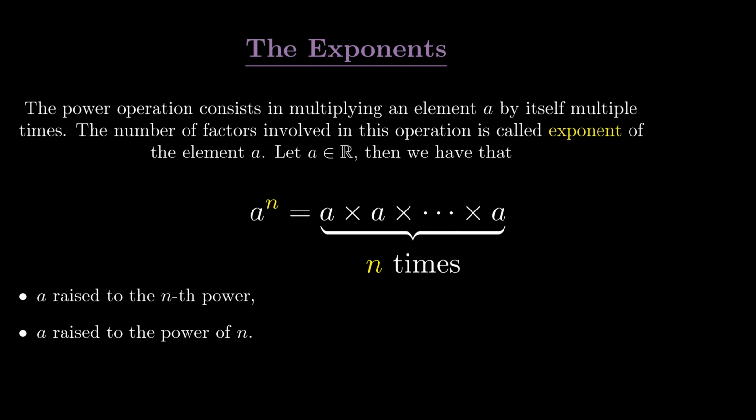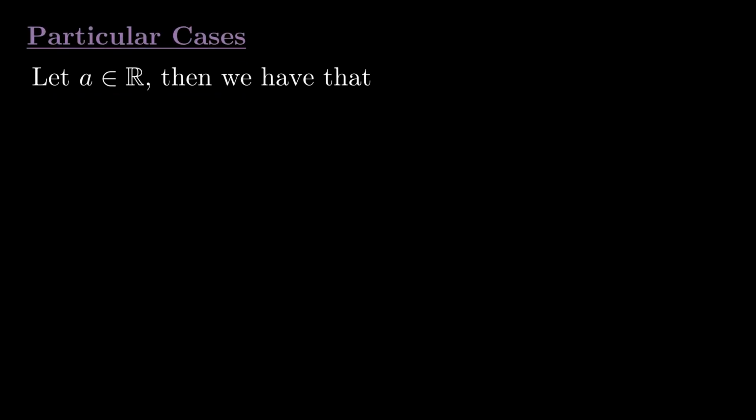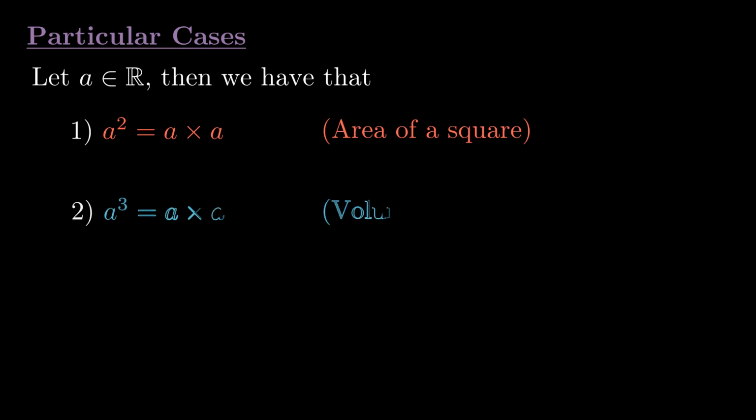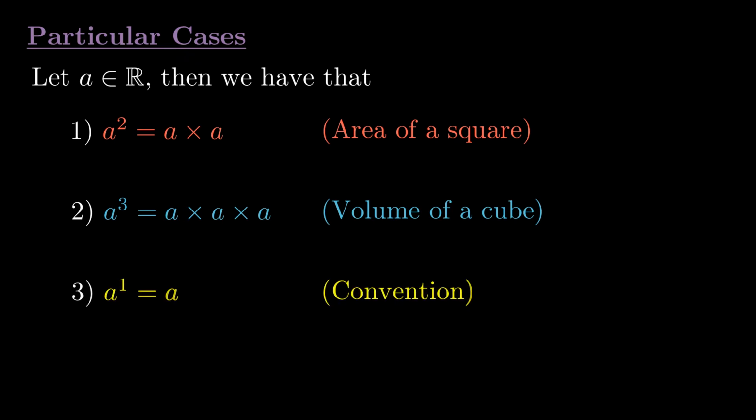So there are a few ways to denote this. So we can say A raised to the nth power or A raised to the power of n. So in your life, you might have been lucky and have seen the exponent in multiple occasions. So let A be a real number. Then we have these particular cases. So A squared is equal to A times A. So as an example, you can see that for the area of a square of length A. Here, A cubed, A times A times A. This corresponds to the volume of a cube with length A.